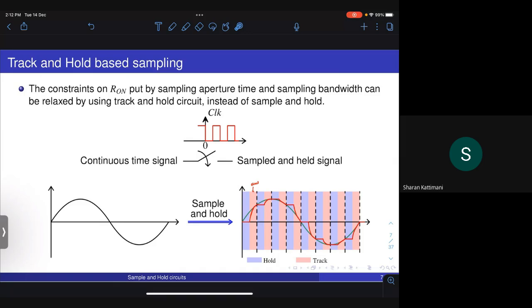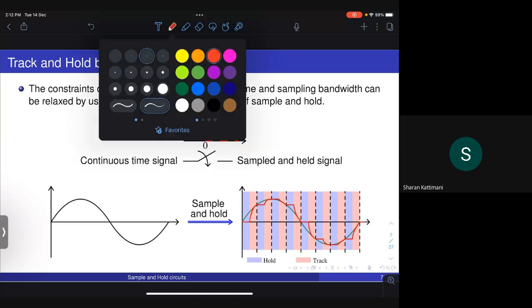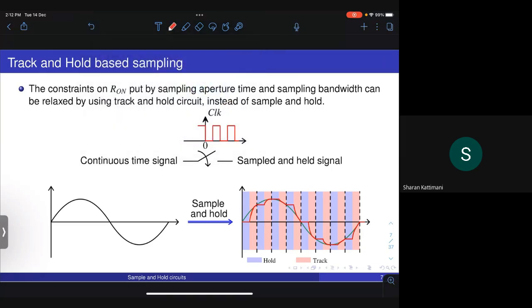So track and hold is something which can be made a little more easily as compared to sample and hold, because you get some time to follow the input and track it before you actually sample or hold the value at the sampling instant. So what are the sampling instants? The sampling instants are basically the transitions from on to off.